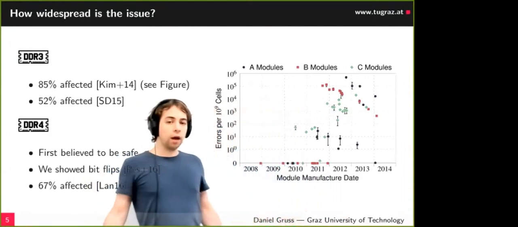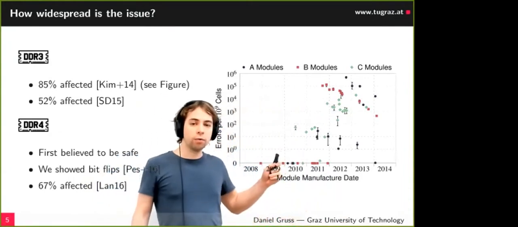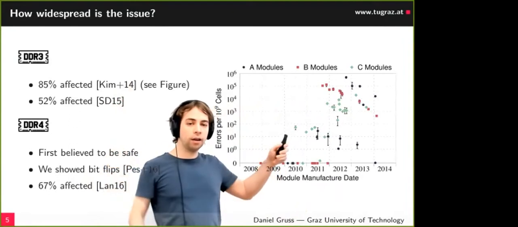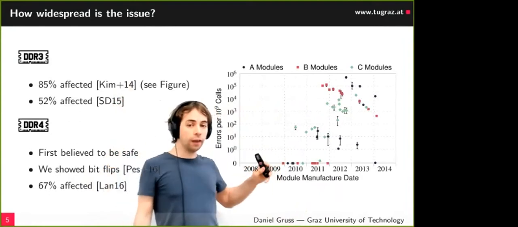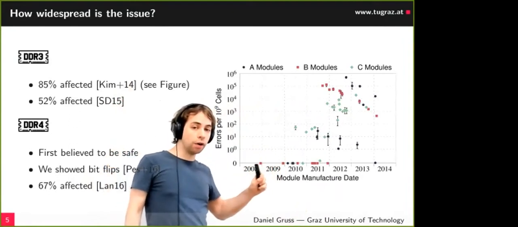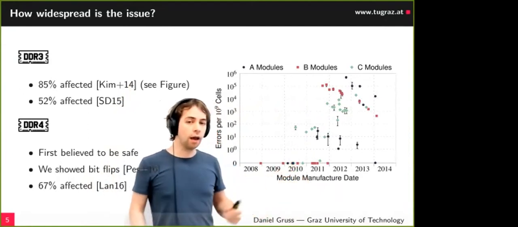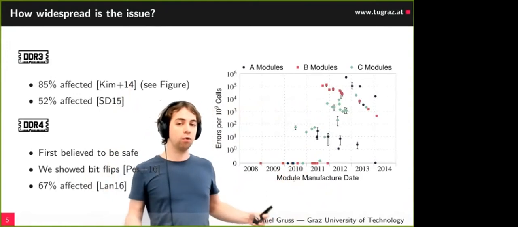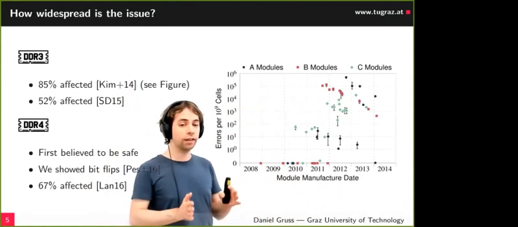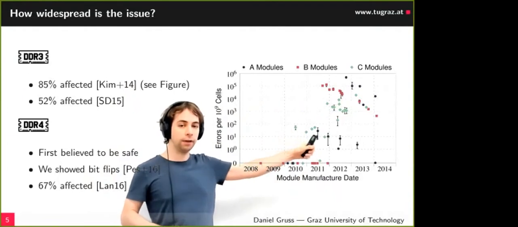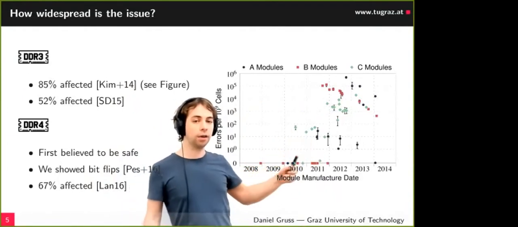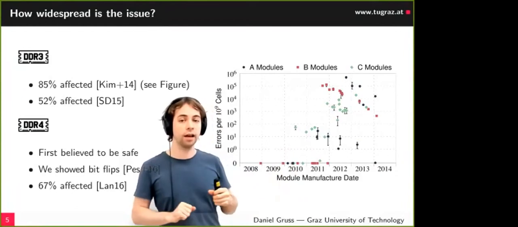So how does this look? This is the figure from the 2014 paper by Kim et al. And you can clearly see two things here. The older modules didn't have any bit flips. This only started at some point. One suspicion is that it has to do with the manufacturing size. So things get smaller and smaller and smaller, and that's why you now see bit flips. And you didn't see that earlier because the sizes were still large enough.